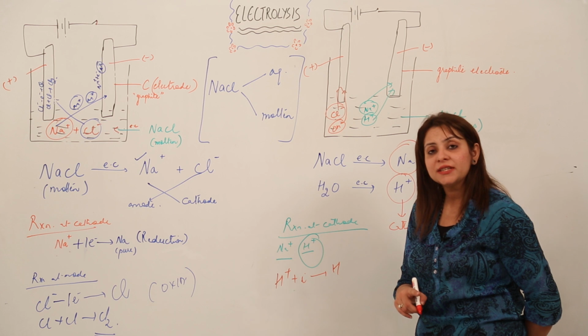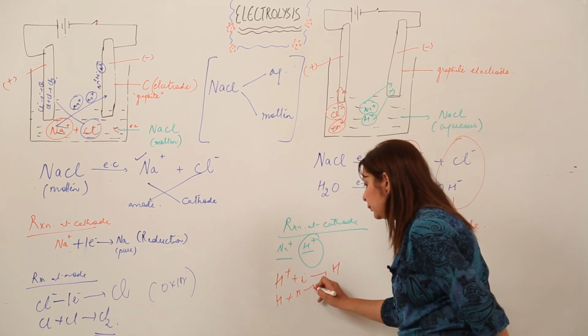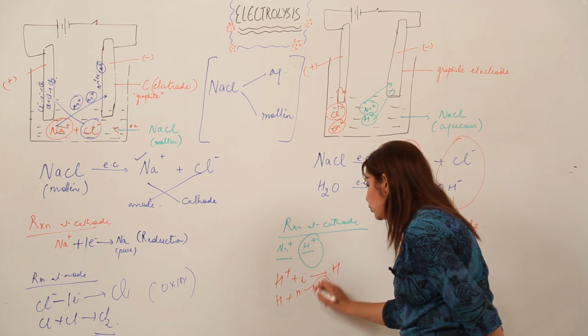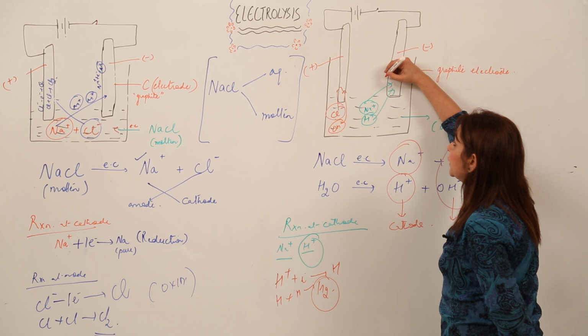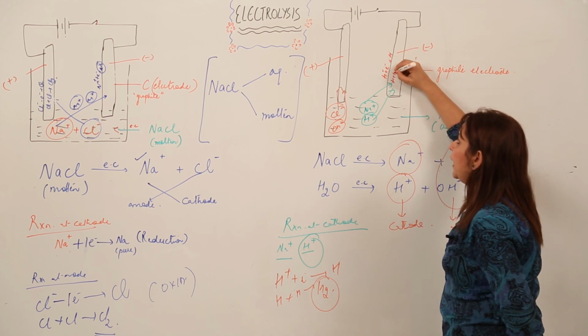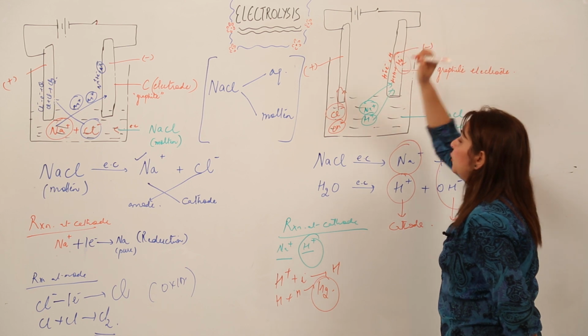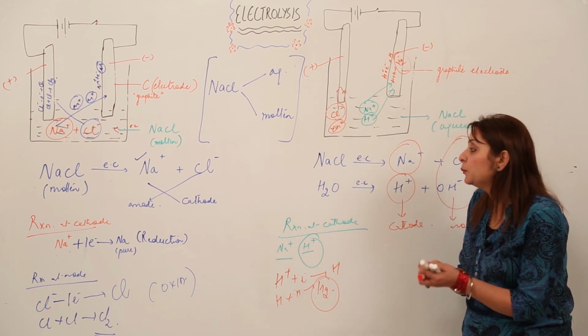We know that hydrogen is a diatomic gas, so just like Cl became Cl2, likewise the hydrogen will form H2. So what kind of reaction will we get to see? We will see H plus H, that is H2. So at the cathode, which gas is liberated? The hydrogen gas is liberated.